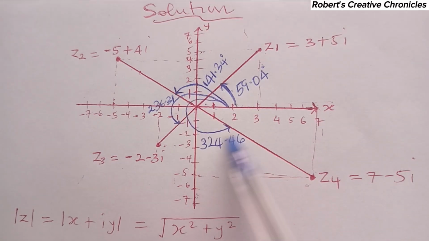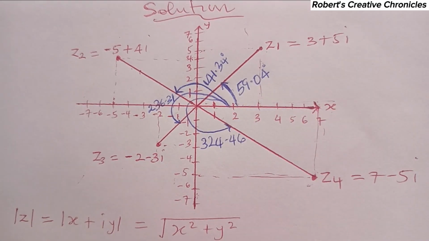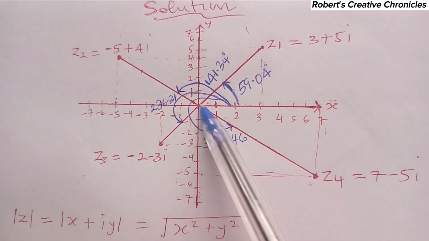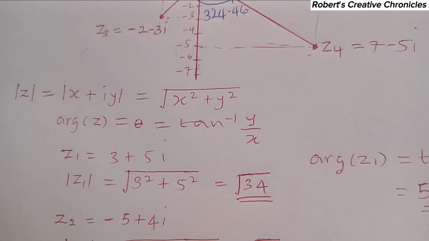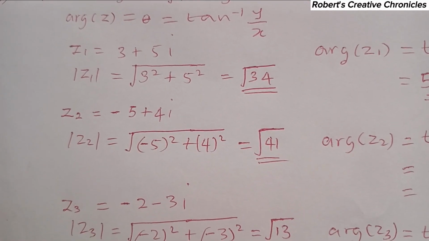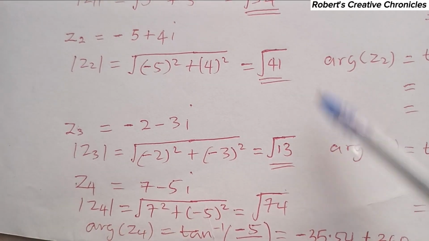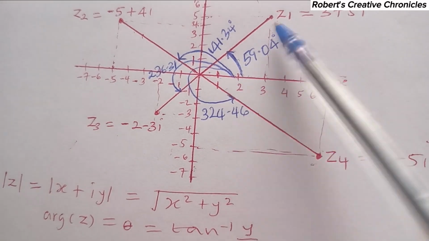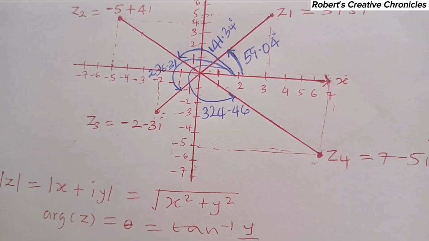These are all the arguments of these complex numbers along with the complex numbers themselves. Then this one, you can see that the distance is more than all the other distances. That means the modulus must also be more than them. So the modulus of Z4 is root of 74. You can see that it is more than root of 13, root of 41, and root of 34. So it is actually correct. So that means we have found all the moduli and all the arguments of these complex numbers.